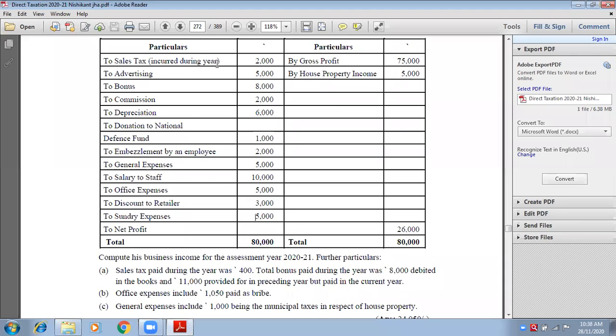Okay, so tell me, what are things that are to be disallowed? Sales tax incurred during the year. Is it okay or to be disallowed? Ma'am, okay. As of now, okay. If there are adjustments, we will read it later on. Advertisement, okay. Bonus, okay. It should be paid, huh? Bonus, sales tax, all these expenses should be paid. If it is outstanding, then it is to be disallowed. Commission, okay. Depreciation, okay. Donation to National Defense Fund. Tell me, is it to be disallowed? Not related to it. So what do you guys need to do for donation?